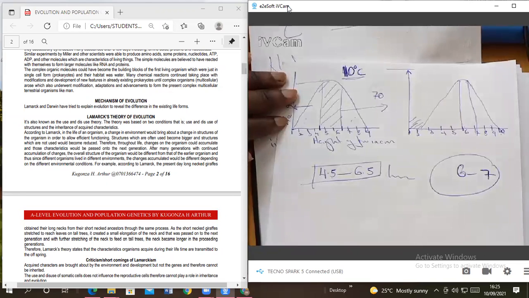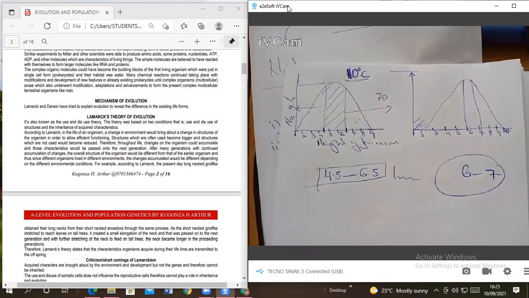Now, I'm going to ask a question here. We said, what is our selection pressure, according to this example we have used? Temperature. Temperature is our selection pressure. And that temperature, being our selection pressure, it is acting on which individuals?